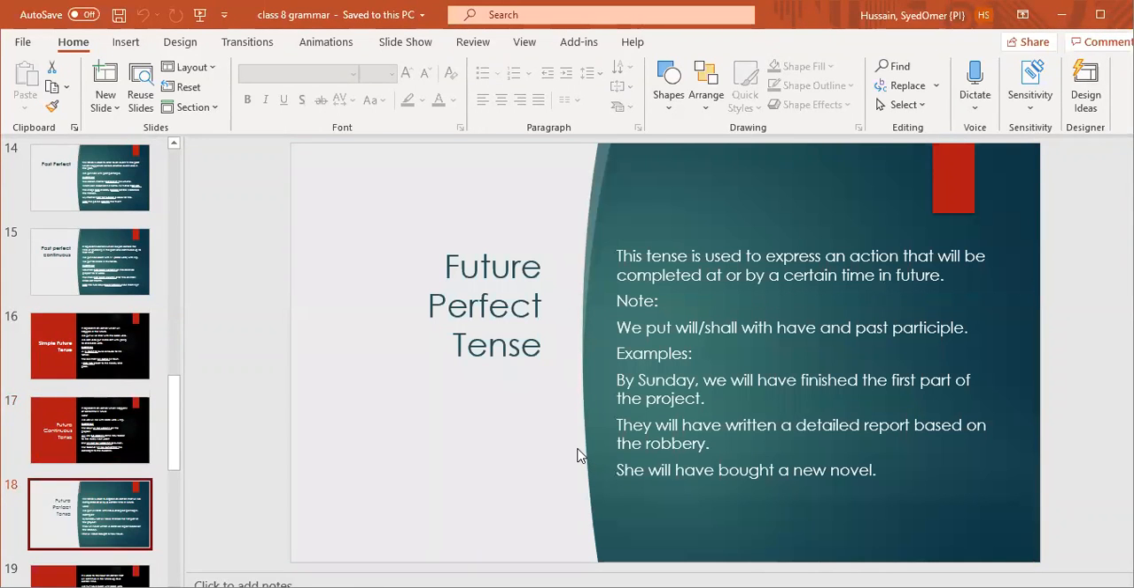Future perfect tense, similar to present perfect and past perfect, we put the past participle. So what is the change? Helping verb. Will have or shall have. No has, have. By Sunday, we will have finished the first part of the project, or we shall have finished the first part of the project. They will have written a detailed report based on the robbery. She will have bought a new novel. Got it? So we are going to put will have or shall have with past participle, that is the third form of verb.